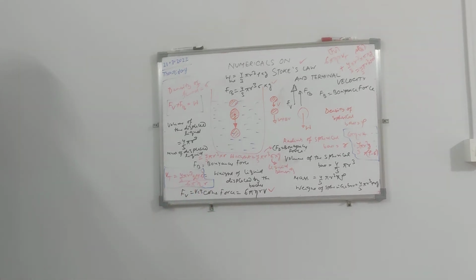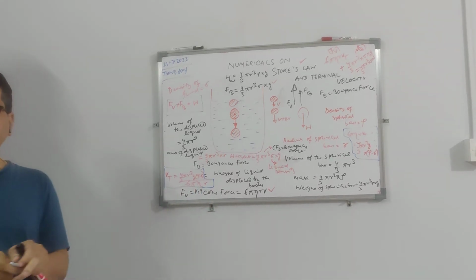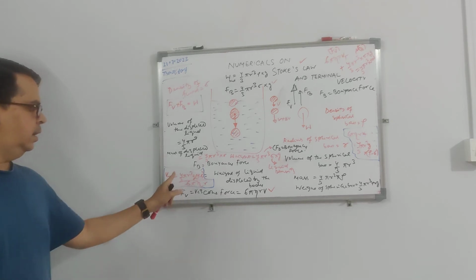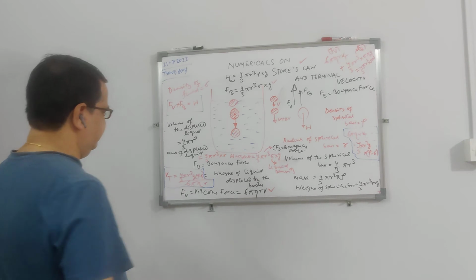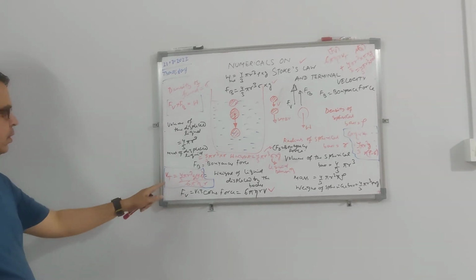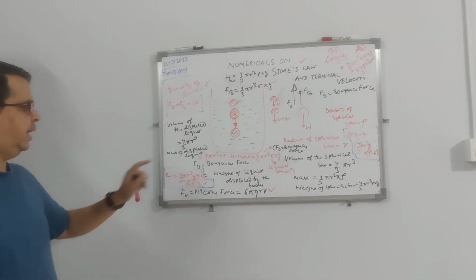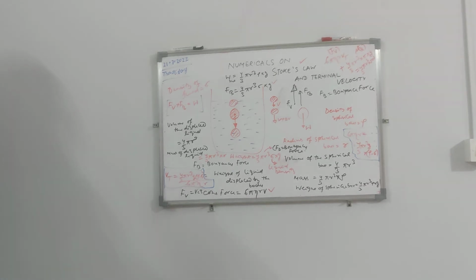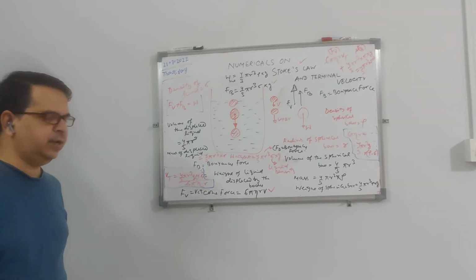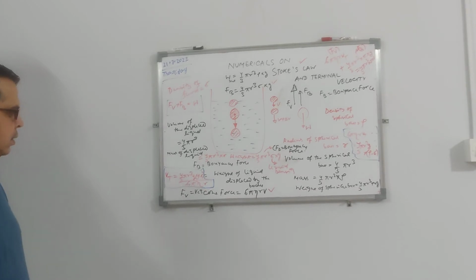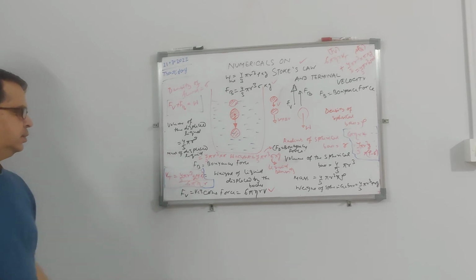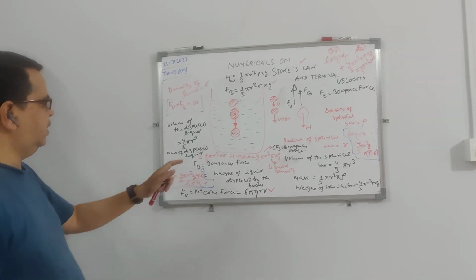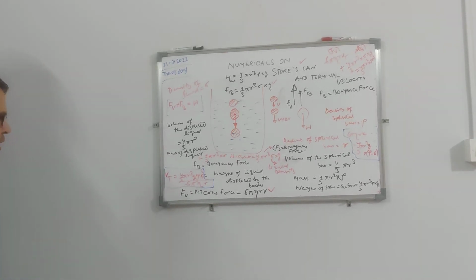So from here there can be n number of numericals based on this equation. What do you interpret from this equation? Your terminal velocity is directly proportional to r cube, but r will get cancelled, so r cube will become r square. So terminal velocity is directly proportional to r square.